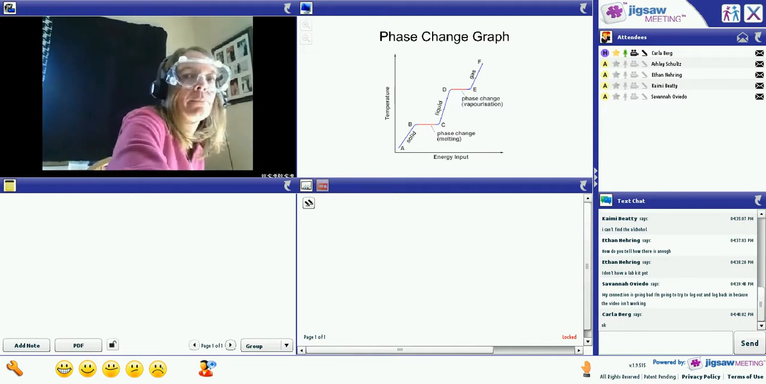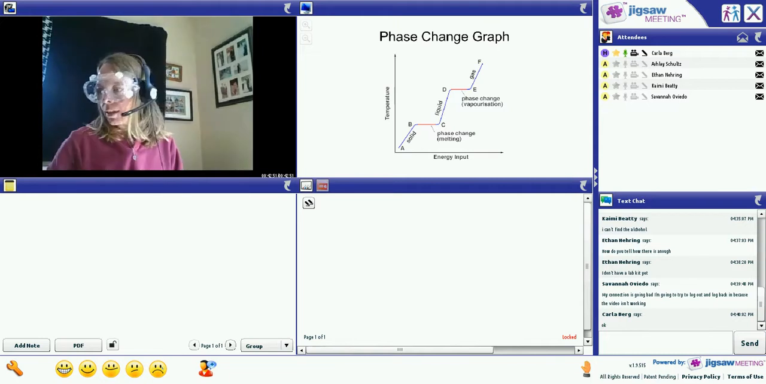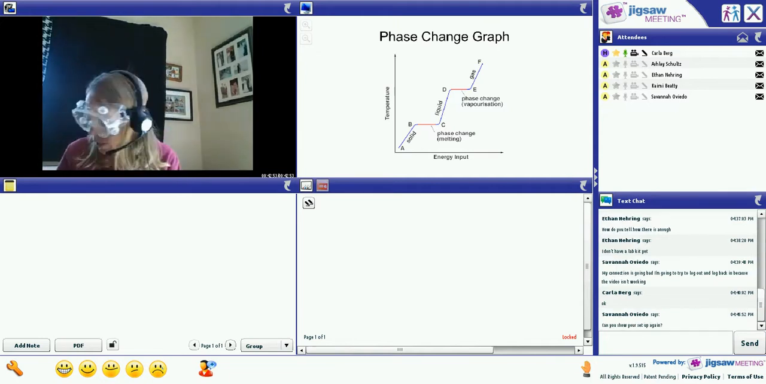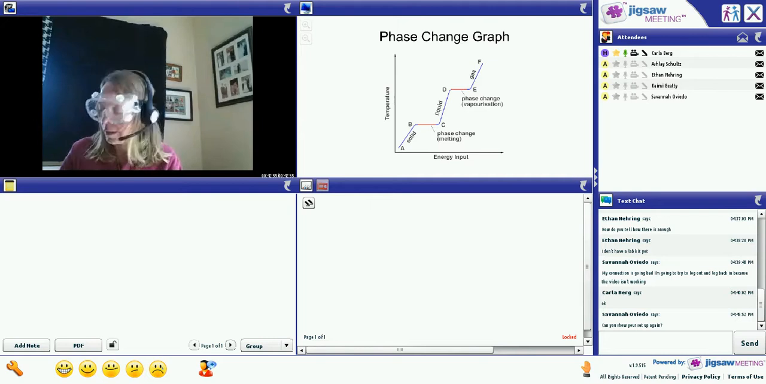So start adding cool water, either by pouring or by putting it in your wash bottle.